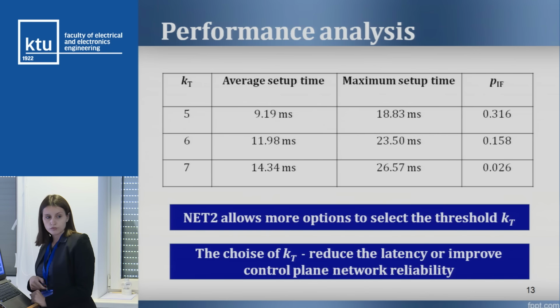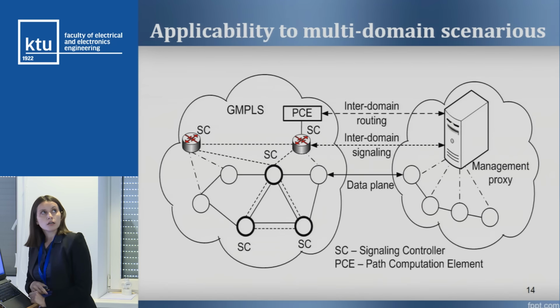So the choice of this node degree threshold, as I mentioned before, reduces the latency or improves control plane reliability in terms of this probability or node degrees. This is the problem of a network designer, and by choosing this threshold, the designer is able to flexibly plan or establish optimal control plane solutions.